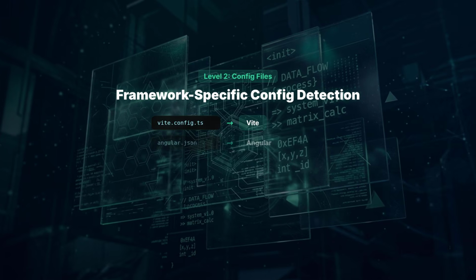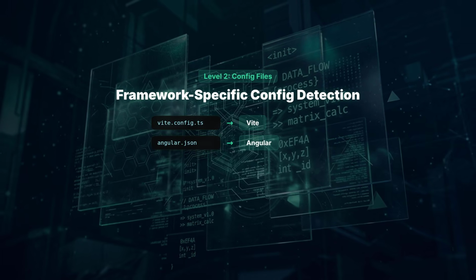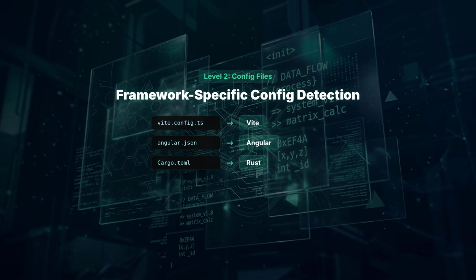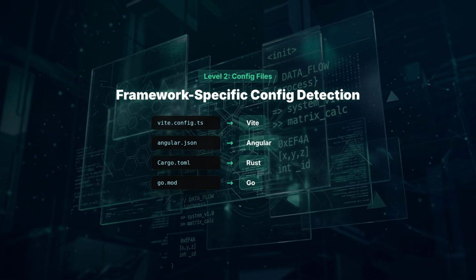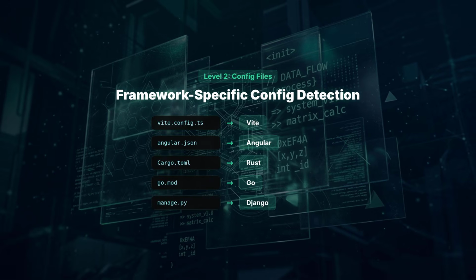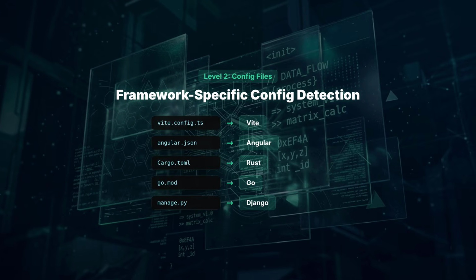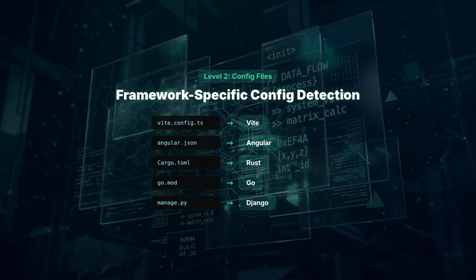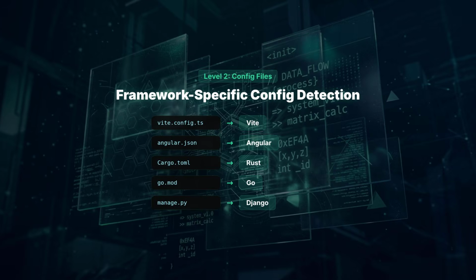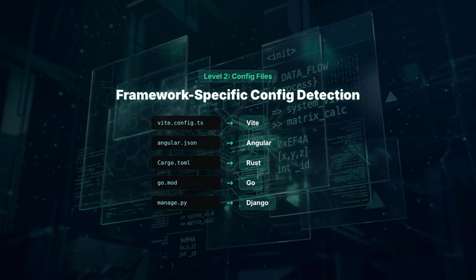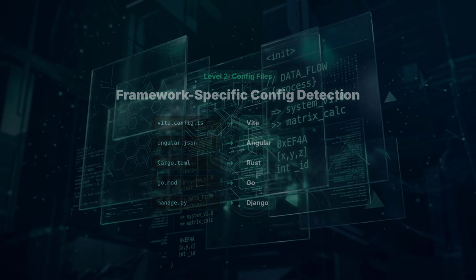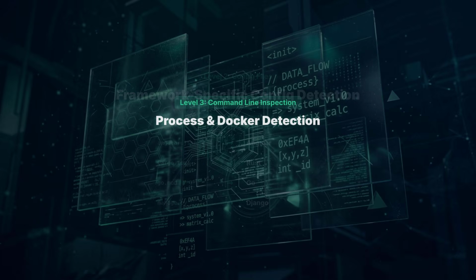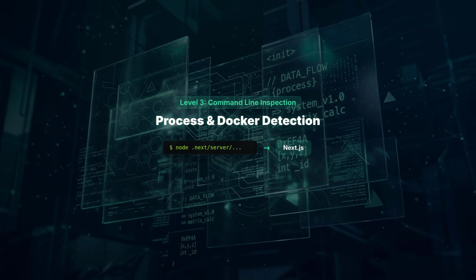The second level checks for framework-specific config files. If there's a vite.config.ts in the project root, it is Vite. If there is an angular.json, it is Angular. A Cargo.toml means Rust. A go.mod means Go. A manage.py means Django. This catches cases where the package.json might not have the framework as a direct dependency.